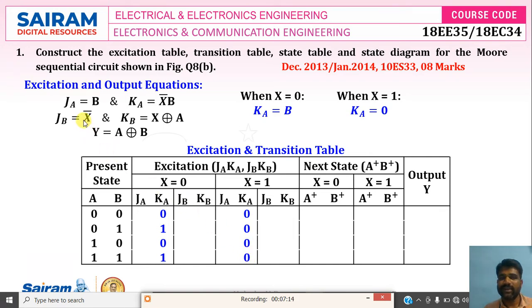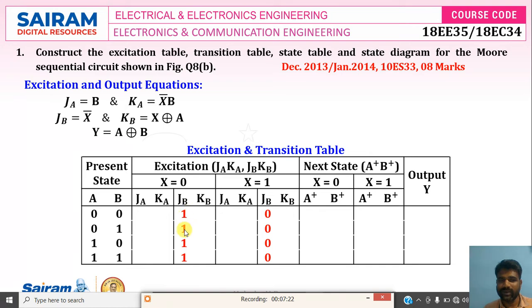Similarly, JB is x bar irrespective of state variable A. So here x is 0, so x bar is 1. JB is 1. And here it is 1 and here it is 0. Clear na? JB is x bar.